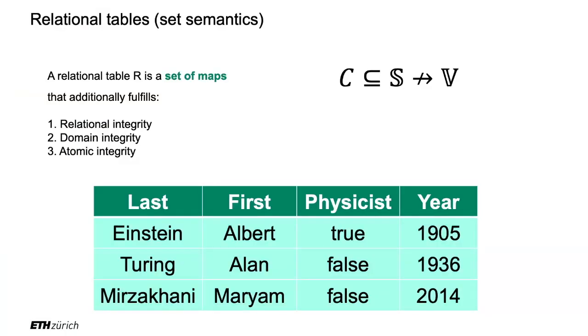So that's a reminder of things we've already covered, but it doesn't hurt to repeat it many times. What is a relational table? Well, it's a set of maps where every map is a row, a record, and it additionally fulfills relational integrity, domain integrity, and atomic integrity, right? And we've already seen that relational integrity, it's kind of okay if it's a bit broken, but only if it means that some values are missing. But normally you enforce these three, okay?